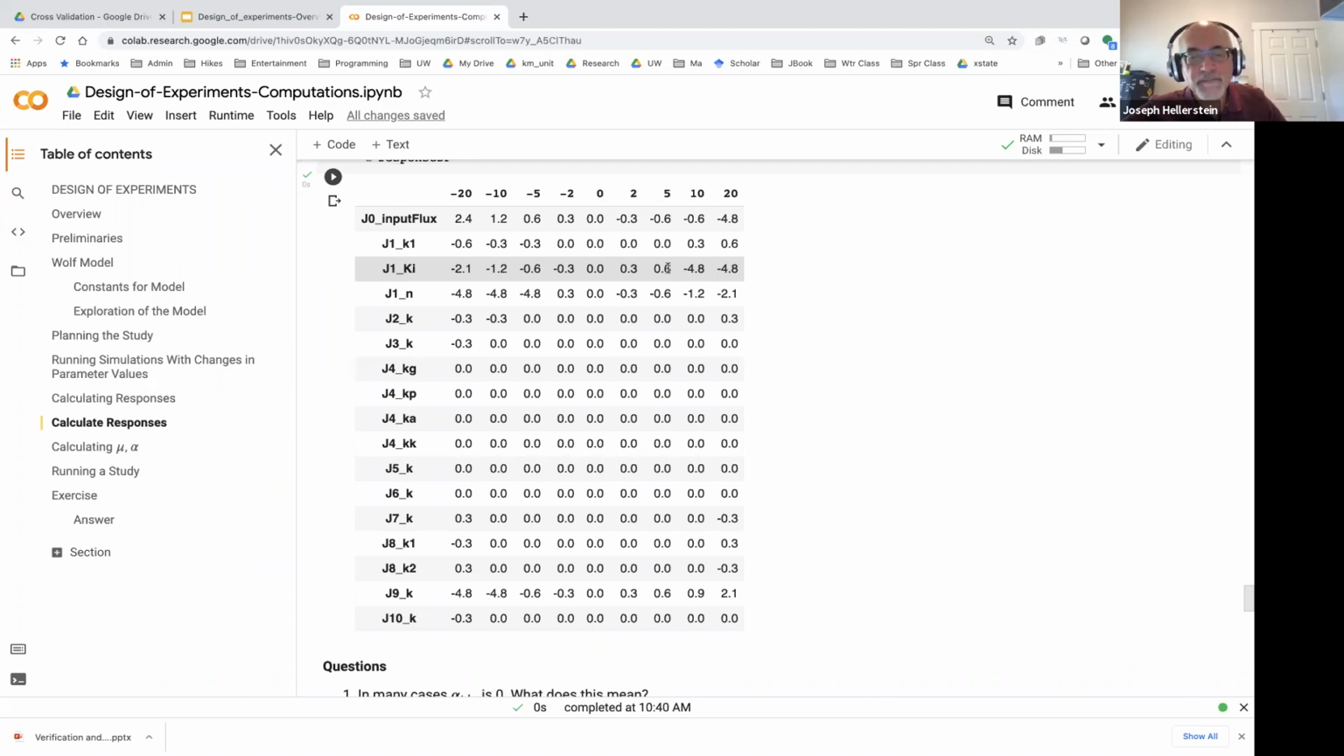I have another question here. Some of these things don't affect anything at all, like J4KG. But what we were saying earlier, that once you get a 0, you don't need to worry about it again. I'm guessing there may actually be an interaction between J4KG and J1N, say, like if J1N goes really high, then suddenly J4KG changes. Some kind of a thresholding effect, right?